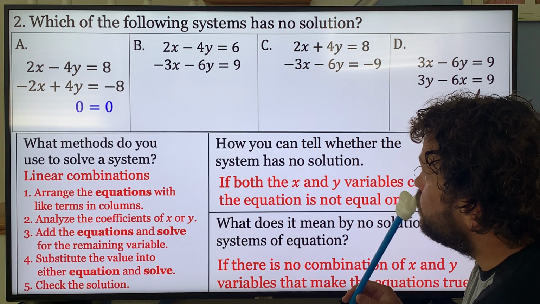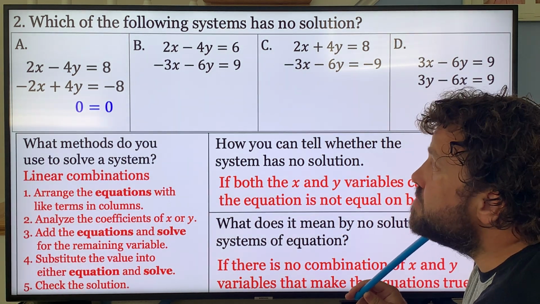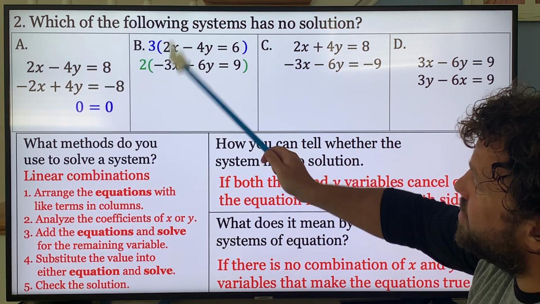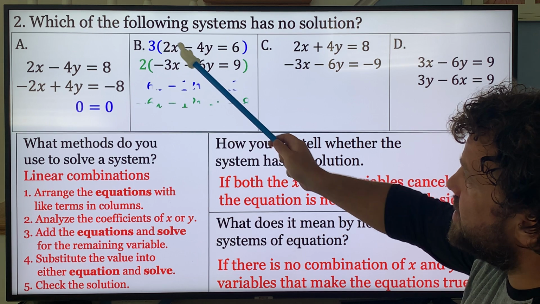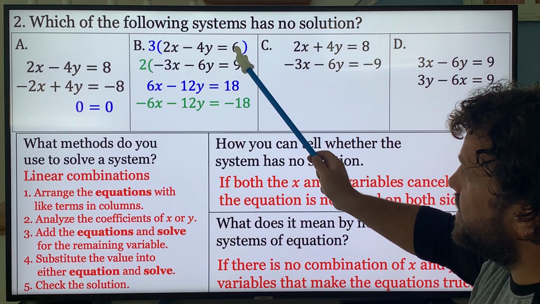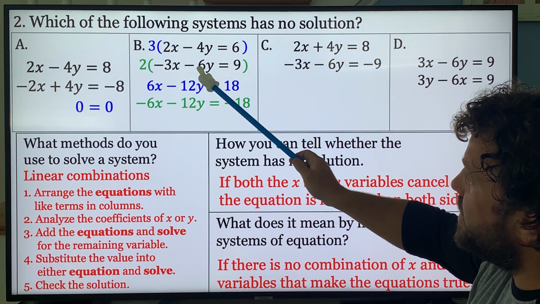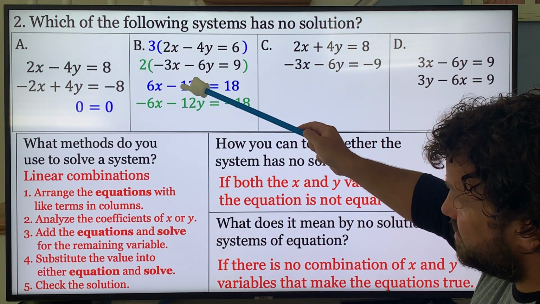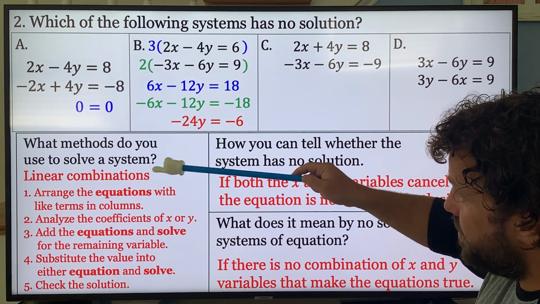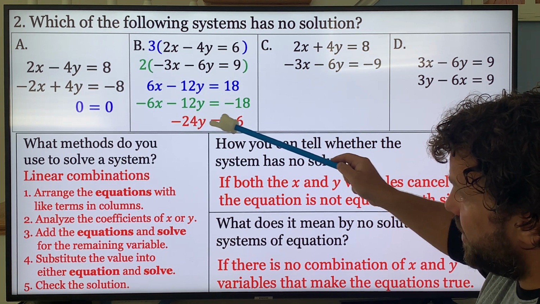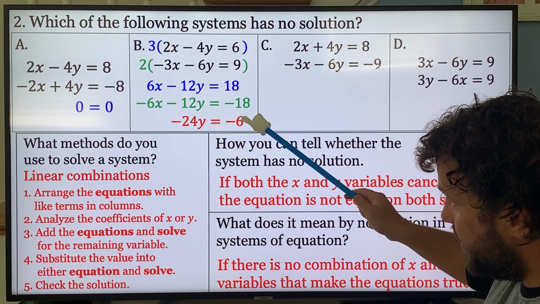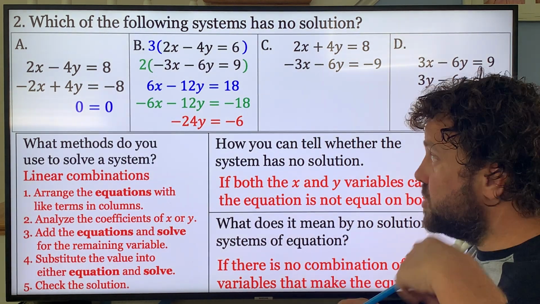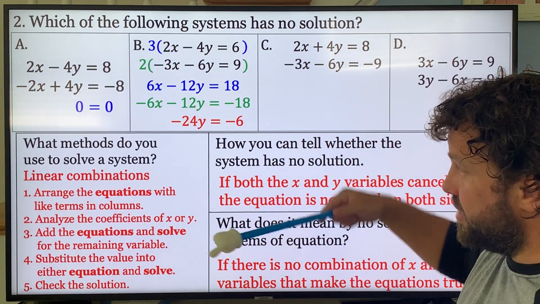What do we got for B? Anyone? Well, multiply the top one by 3, multiply the bottom one by 2. Distribute: 6x minus 12y equals 18. Negative 6x minus 12y equals negative 18, right? Now when I add these together, I get 0, and negative 24y equals 6. Y equals negative 6 over negative 24, or 1/4. So that's one solution. So that's okay, because then I can plug it in here and then find the other solution.